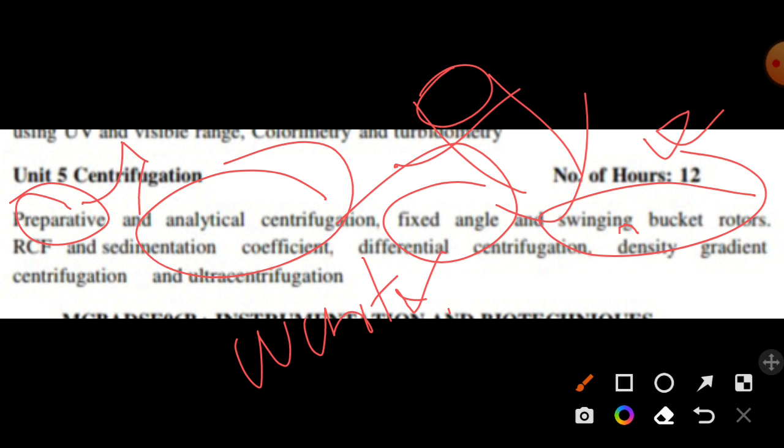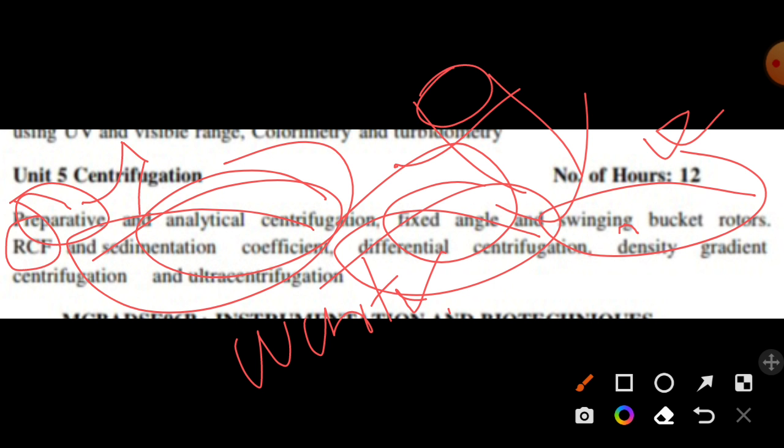The relative centrifugal field is R omega squared by g, where we have to remember that omega is equal to 2 pi rpm by 60 if we are calculating it in radians per second. That helps us to find the relationship between RCF and RPM. Sedimentation coefficient is v by omega squared r. Differential centrifugation separates particles on the basis of their differences in sedimentation rate.